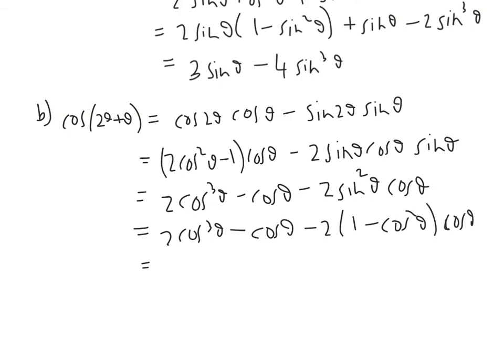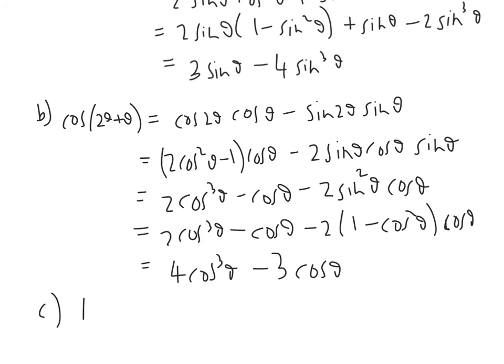If we simplify that, what do we end up with? We've got 2 cos cubed theta, and if you expand out this one, you get a plus 2 cos cubed theta, so 4 cos cubed theta. Then you've got a minus cos theta and minus 2 cos theta, so that's minus 3 cos theta. And you can see they're quite similar, but sort of back to front expressions.